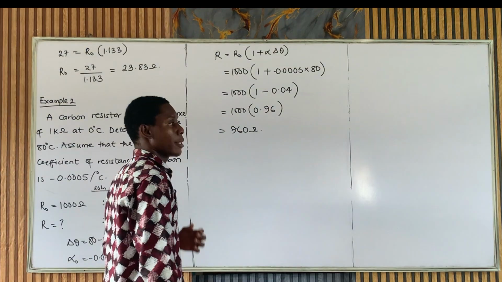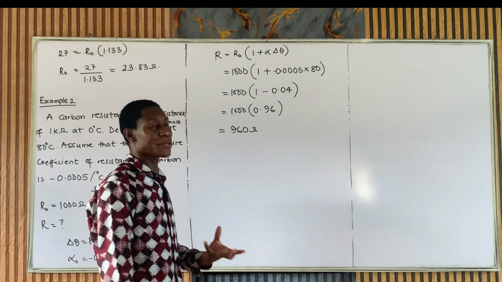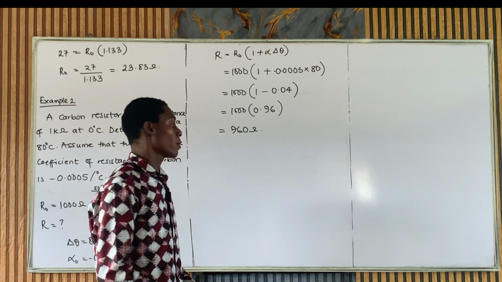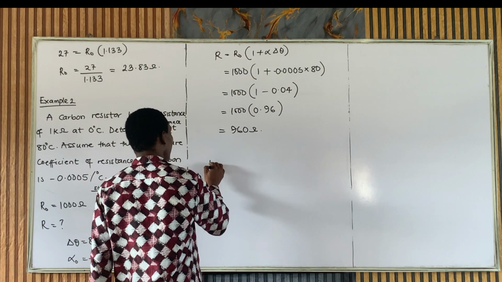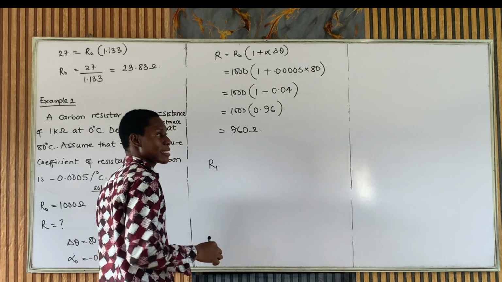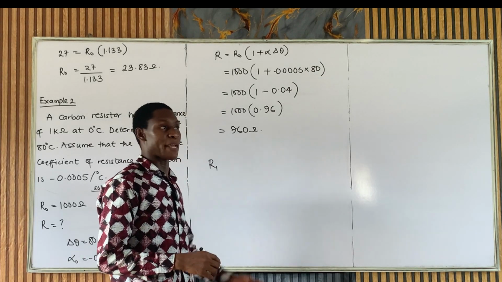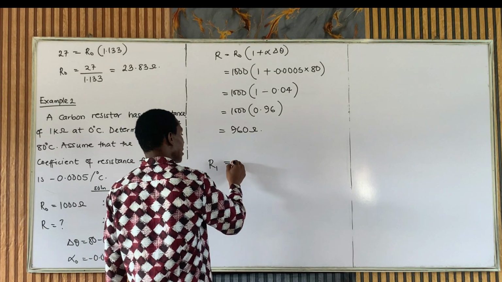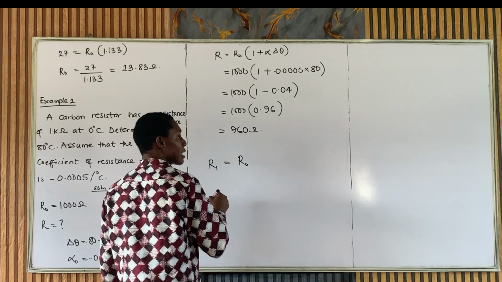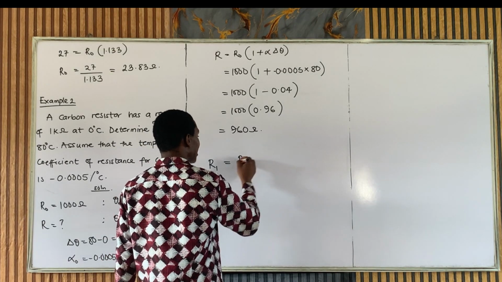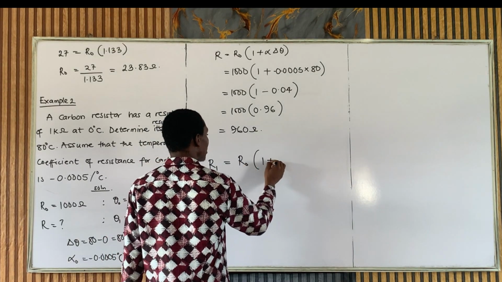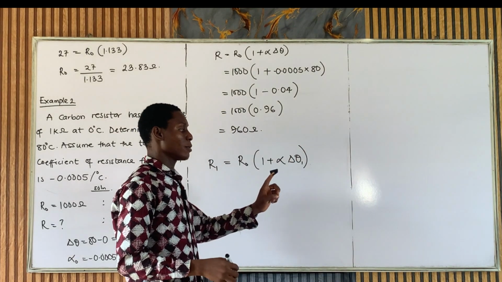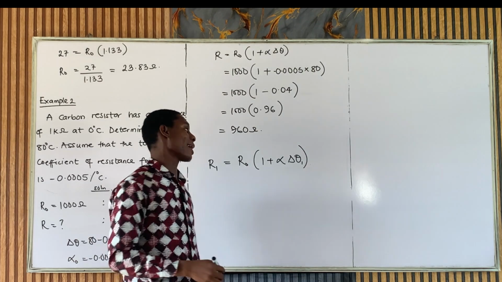That's our final answer. In some cases, the R naught is not given. The resistance at 0 degrees is not given. What then can we do? We can have it that, let's say we have the resistance at a different temperature, let's say that temperature is theta 1. We know that the relationship with the initial resistance at 0 degrees C is given as R1 equal to R naught into bracket 1 plus alpha change in temperature. I'll call change in temperature 1, because this change in temperature will be gotten from 0 degrees C to that theta 1.